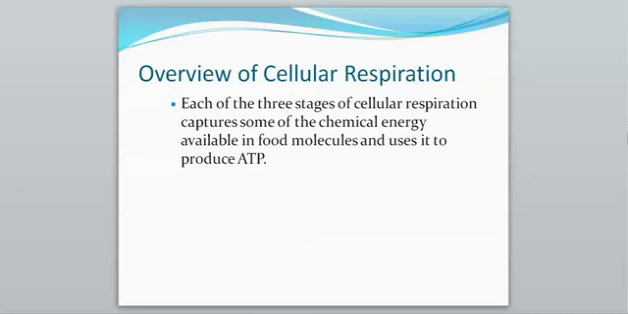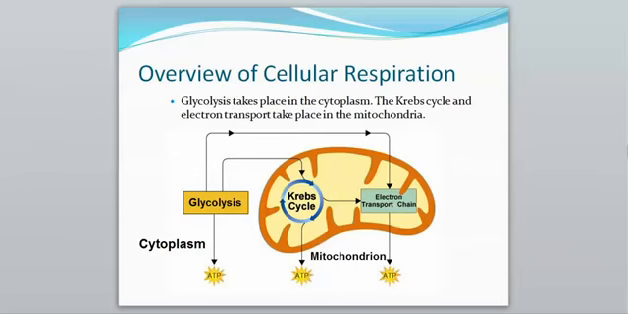Each of the 3 stages of cellular respiration captures some of the chemical energy available in food molecules and uses it to produce ATP. Again, we have glycolysis, the Krebs cycle, and the electron transport chain. We're not going to remember the individual steps; we just need to know the result of each one, and each part plays an integral role in producing ATP.